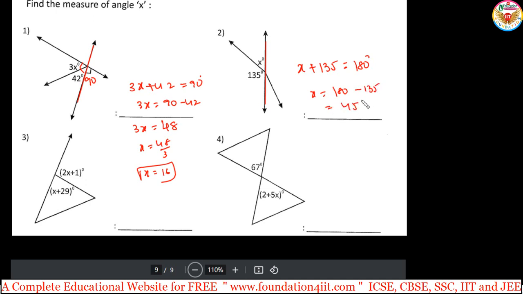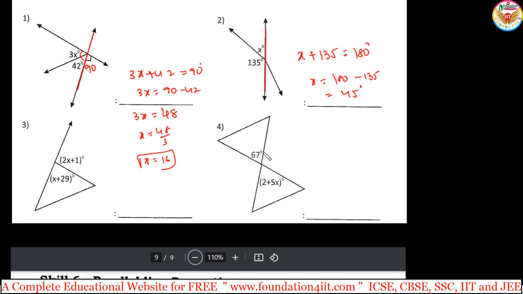45 will get it. Okay, same rule for this all. Now here, vertically, these are opposite angles, vertical angles. Vertical angles are the same. 2 plus 5x is equal to 67. The rule of vertical angles is that vertical angles are equal. Now 5x is equal to 67 minus 2, that is 65. Then x is 65 divided by 5, 13.